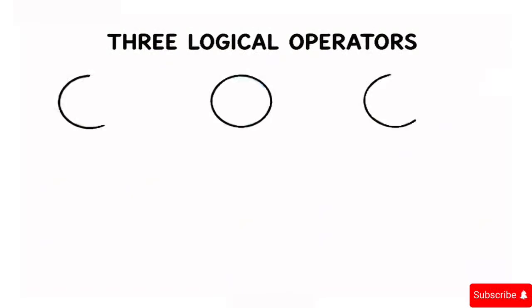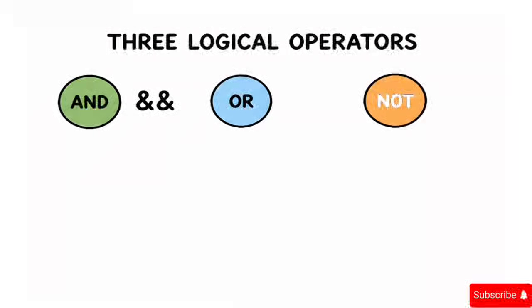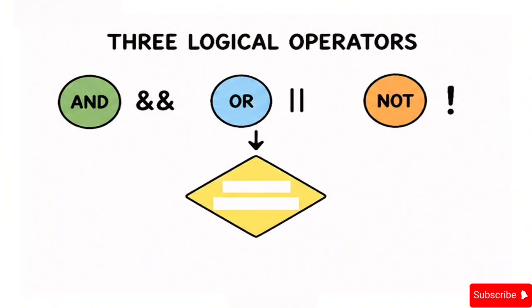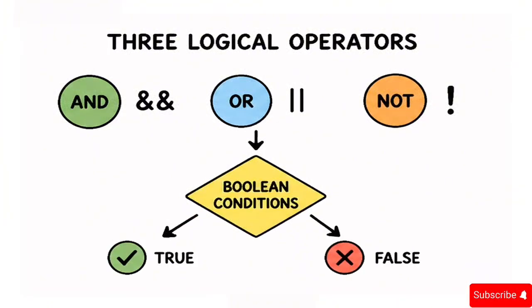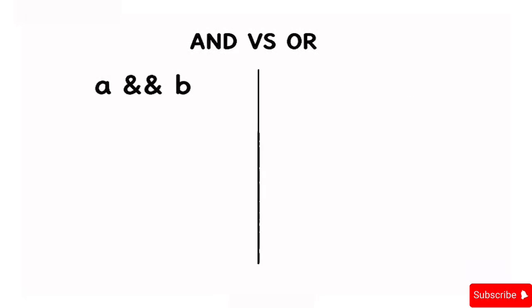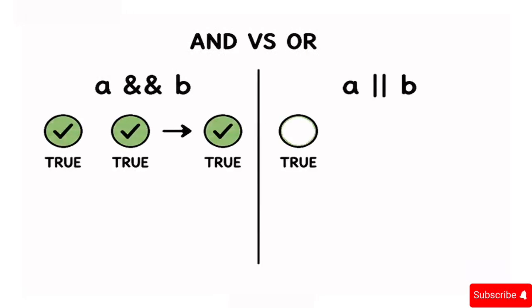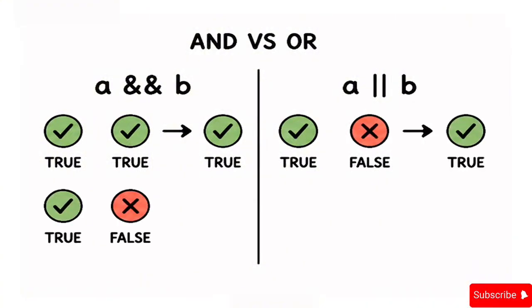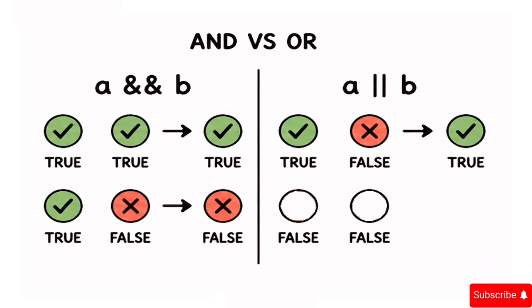Logical operators come in 3 types: and, written as double ampersand, or, written as double pipe, and not, written as exclamation mark. They combine Boolean conditions to produce a single true or false result. Here is how and, or behave. And returns true only when both sides are true. Or returns true when at least one side is true. If either condition fails for and, the result is false.